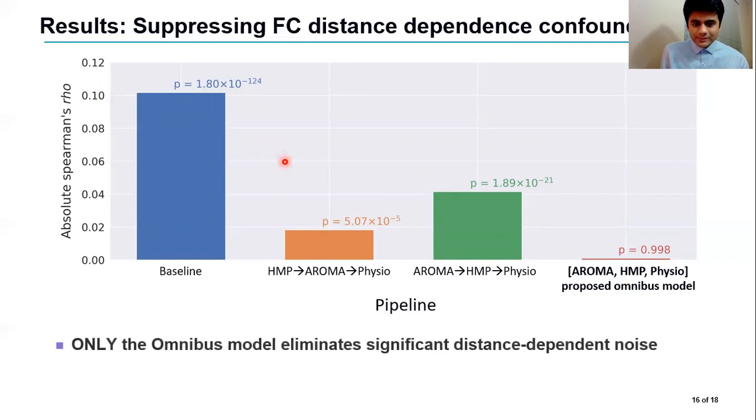And although the sequential regression pipelines were able to reduce this association significantly, the proposed omnibus model was the only one that could eliminate it completely and achieve a non-significant value for the association for this distance-dependent artifact.